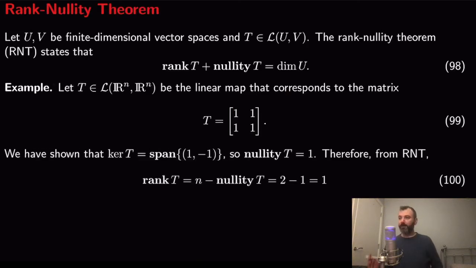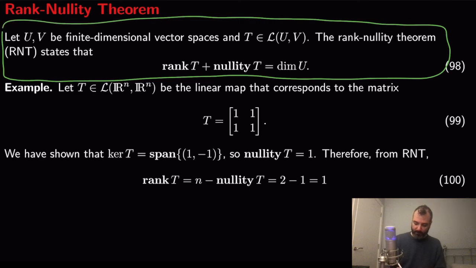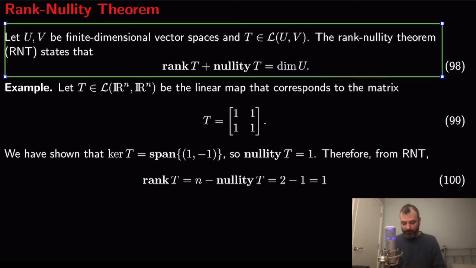Lovely. Now it's time to state the rank-nullity theorem, because I know what the rank is, I know what the nullity is. Let's put these things together. So here is the theorem. Let me put this in a little box because it's an important theorem. Let's say that U and V are finite dimensional vector spaces, and I have a linear map T from U to V. The rank-nullity theorem states that the rank of T plus the nullity of T is equal to the dimension of U.